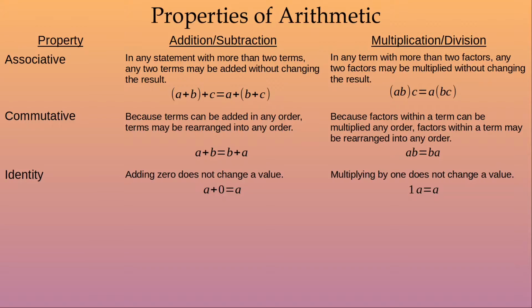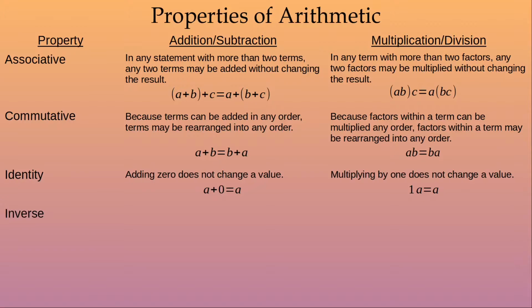And so here's our general form. So the identity property for addition is a plus 0 is a. And the identity property for multiplication is 1a, 1 times a, is also a. In other words, if I add 0, I end up with whatever I started with, and if I multiply by 1, I end up with whatever I started with.